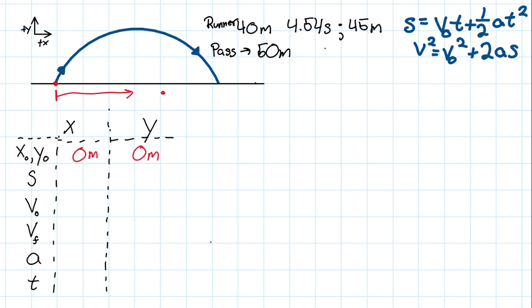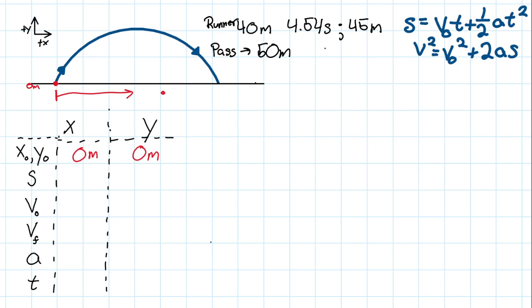Technically it's starting at the arm height of the passer. But as I said in the problem, we're just going to consider that the release and catch height are the same. So I'm just going to start this and make this black line be 0 meters as well, right? That's 0 meters in the y direction.